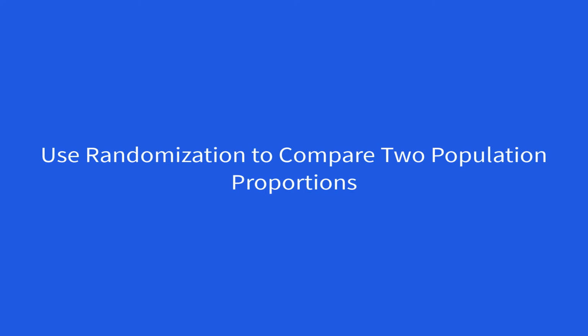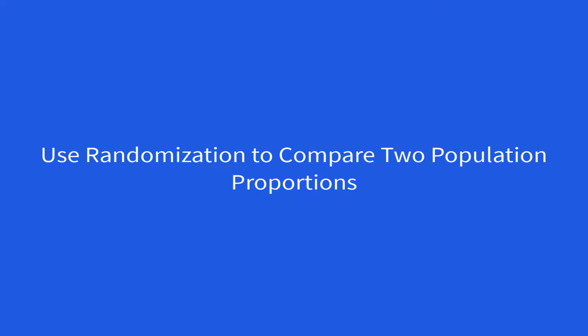What we're going to do now is introduce you to a technique that can be used to compare two population proportions. The technique is called a randomization technique. And we're going to go through a scenario to help you understand this.